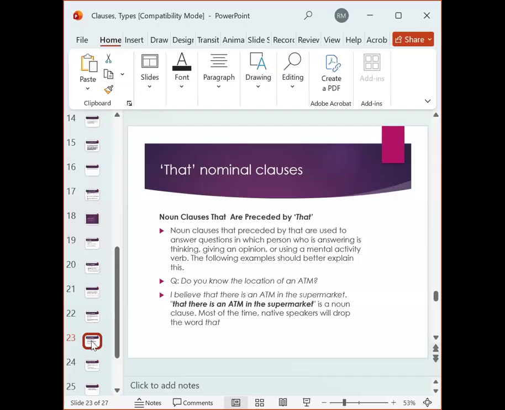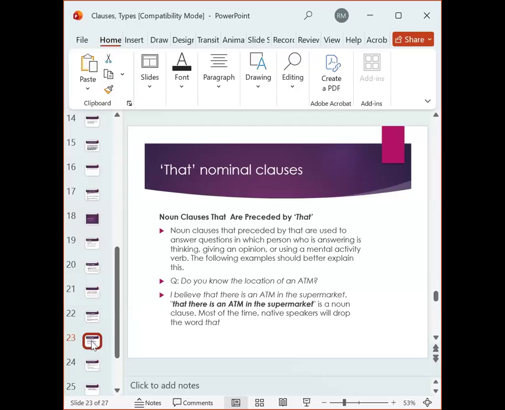Now, remember when we were looking at relative pronouns, we saw that as one of the relative pronouns. So in looking at that nominal clause, we have to be careful. Noun clauses that are preceded by that are used to answer questions in which the person answering is thinking, giving an opinion, or using a mental activity verb. The following examples should explain better. Do you know the location of an ATM?